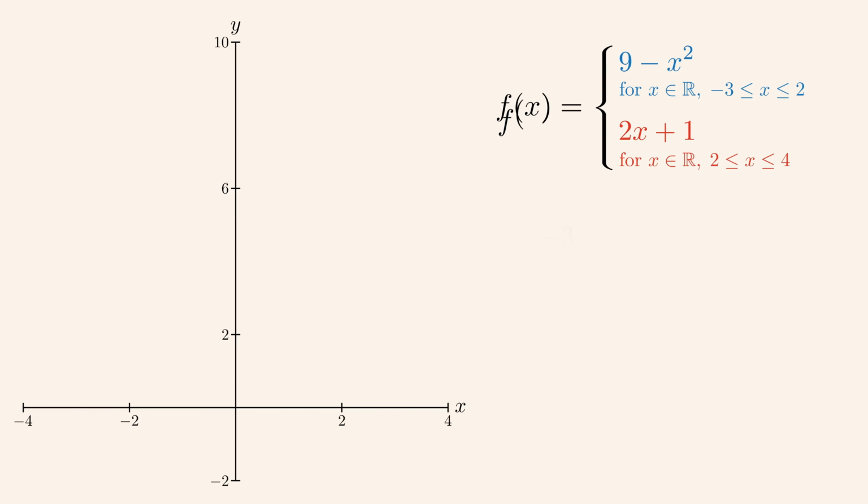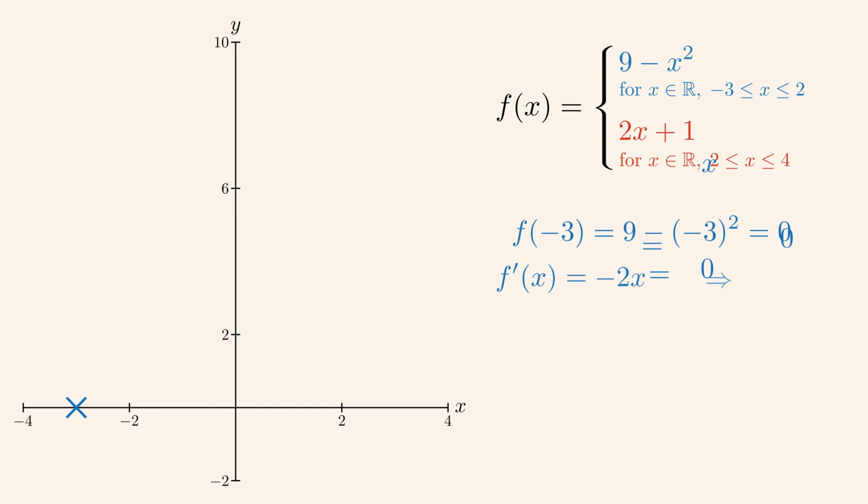The left endpoint is at x of -3, where the function value is 0. So let's mark that point on the graph. Next, we find the maximum point, which happens at x of 0. At that point, the maximum value is 9. Let's mark that point as well. Finally, we find the right endpoint at x of 2. The function value there is 5, so let's mark that too.